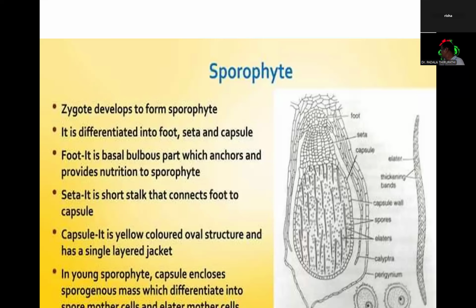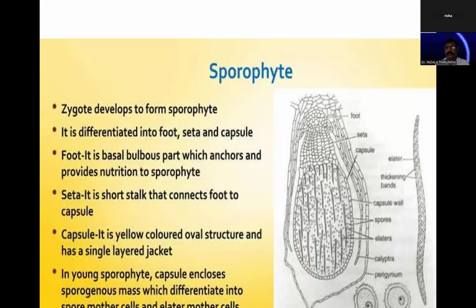Capsule. The capsule is usually yellow colored. The broad structure you see hanging down is the capsule. In the diagram, you can identify it. It is a yellow-colored, oval structure, and has a single-layered jacket wall. In a young sporophyte, the capsule encloses a sporogenous mass.